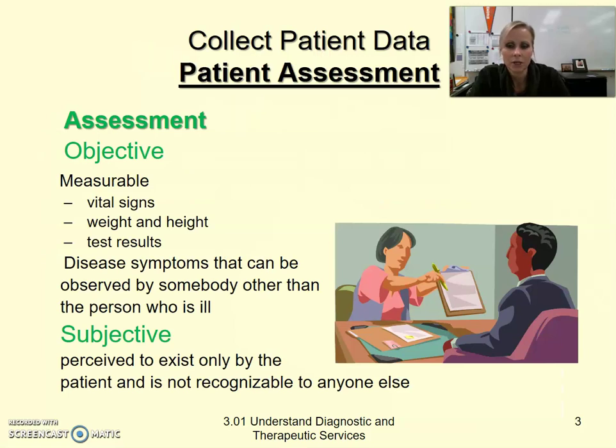Okay, we're going to talk about subjective and objective just a little bit. We covered it in another PowerPoint in this unit, but again, subjective is what the subject says it is. So it's things you can't really prove. And objective are things that you can prove. They're measurable. Weight, height, vital signs, things you can see, hear, touch, smell, things that we use our senses for.